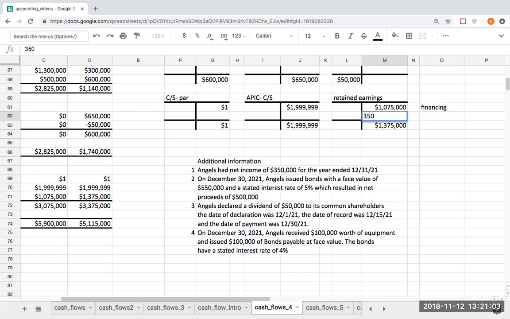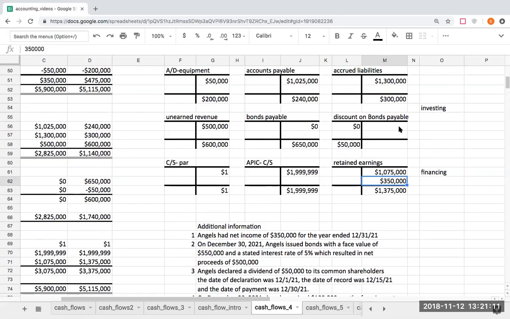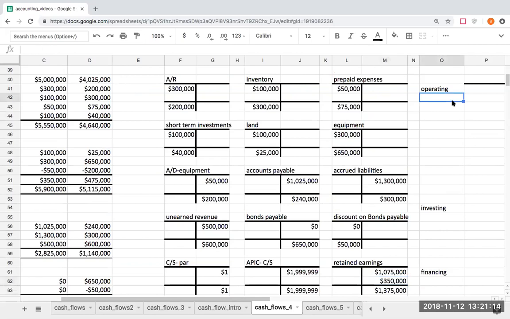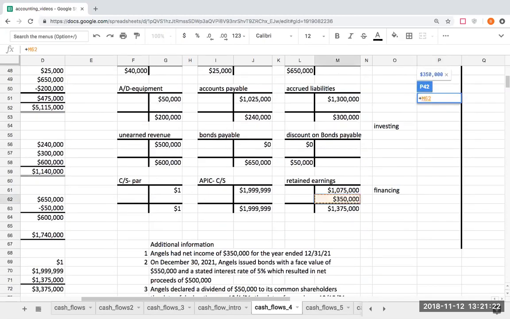So for the net income, I'm going to go ahead and put that right here. Once I have the net income that goes into retained earnings, I do the opposite to cash. And here I'm going to describe this as net income. And this is going to be a debit for the $350,000.